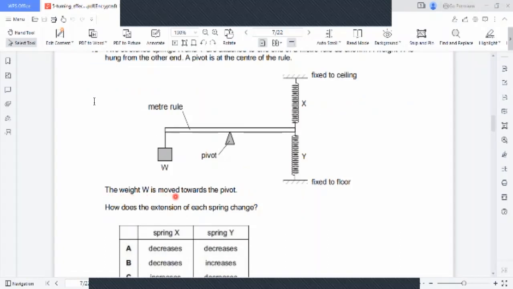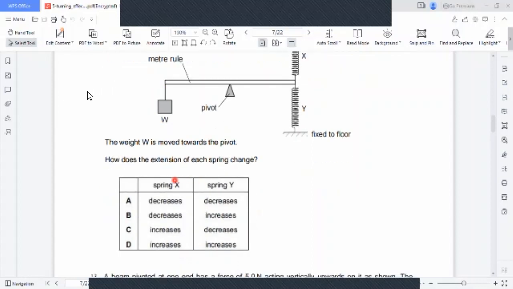The weight W is moved towards the pivot. If you move this weight to somewhere here, and somewhere here, then here and here, how does the tension of the springs change?